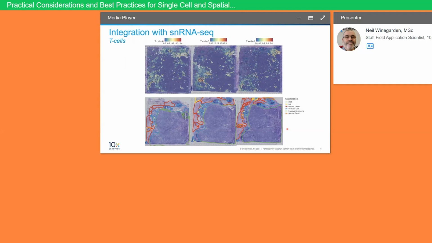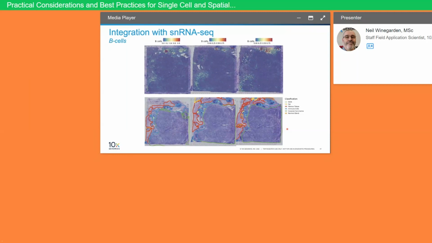I'll point out that the largest region, encircled in the darker green shade, is annotated as invasive carcinoma, and the blue regions were identified as immune cells. Here, you can see that indeed there are T cells within the immune compartment. However, it also appears that there seems to be some infiltration of these cells into the tumor.